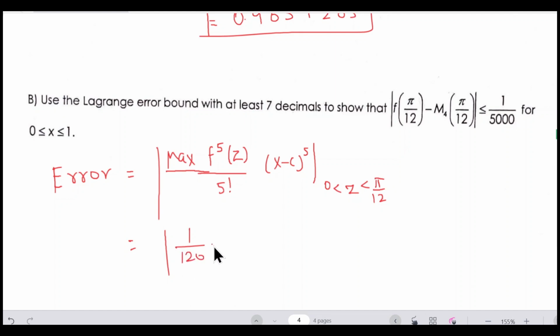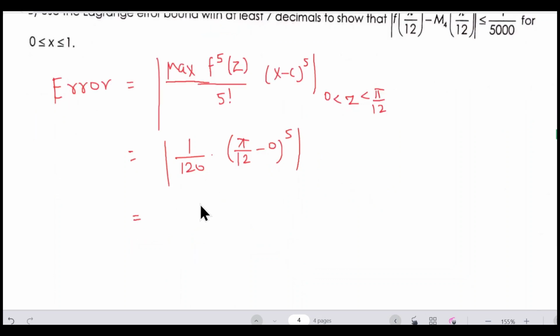5 factorial is 120, and x is pi over 12, correct? That's what we are trying to approximate, and c is just 0, raised to 5. So this is going to look like pi raised to 5 over 120 times 12 raised to 5. And this approximate value comes out as 1.0249 times 10 raised to minus 5, and 1 over 5,000 to compare. Actually, I can just write this as 2 times 10 raised to negative 4.